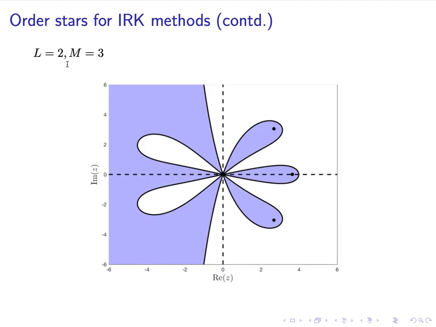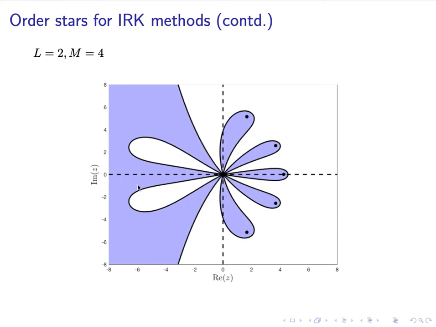So here's the order star for a method which is a 2-3 approximant of e to the z. I'm just going to count 1, 2, 3, 4, 5, 6. So this is a fifth order method. There are 6 shaded regions surrounding the origin, and furthermore this is A-stable, as we can see the blue region does not cross over the imaginary axis.